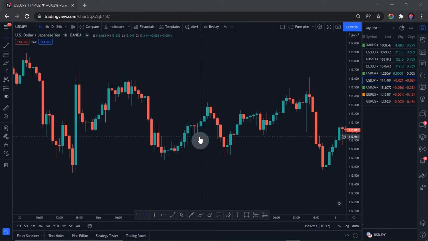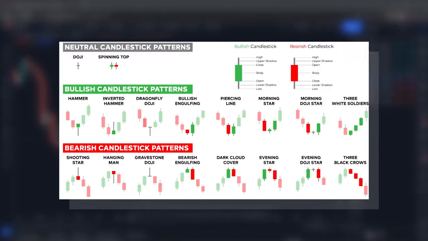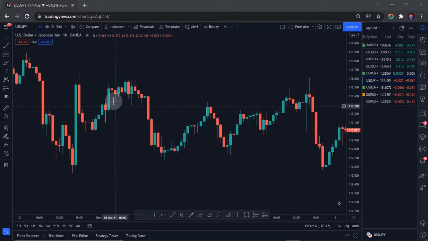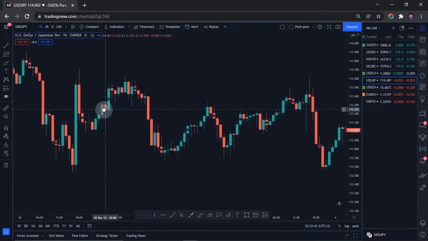If we look at the structure of this price in this chart, we can see that we have a lot of candlestick patterns. Before I address that, let me show you the list of patterns that we can have. There are a lot of patterns pointed out there. You can see the list is endless. So coming back to the chart, you can see that there are a lot of candlestick patterns, not price patterns, but candlestick patterns.